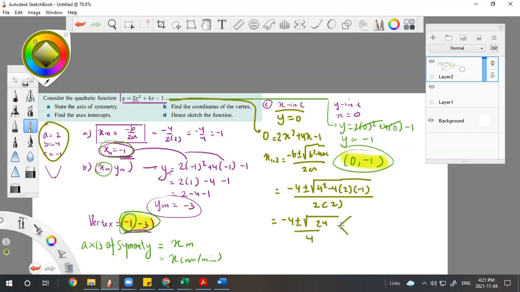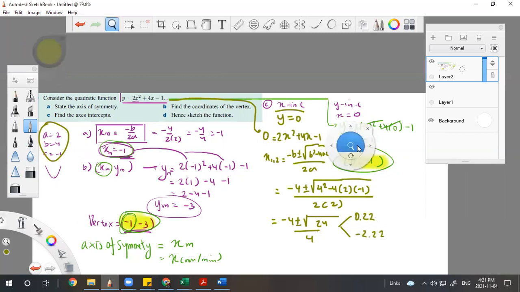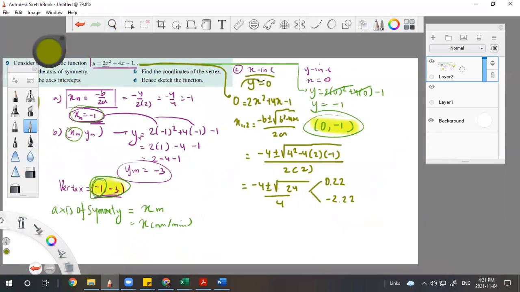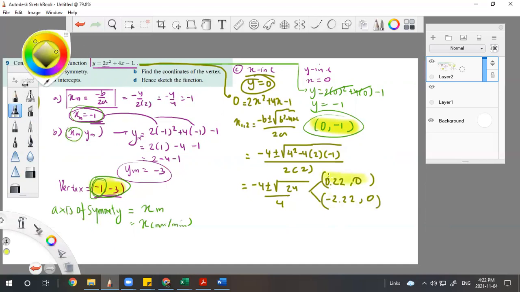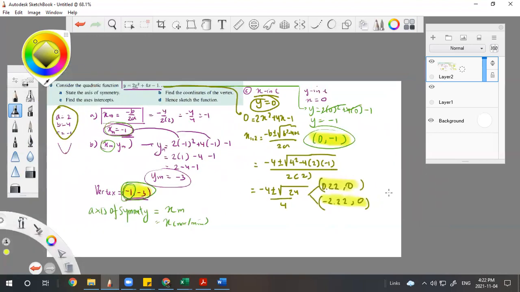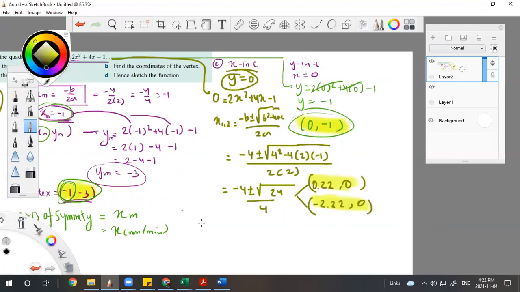We have a quite bad number, but again, it's still doable. -4 plus the square root of 24 over 4. We don't have a certain number for the square root of 24. See, it's bad. 0.22 for the positive part, and for the negative part, it has to be -2.22. See? It's so bad. But we know that y equals 0 here. It's given, and we have 4 points already, 4 points obtained.